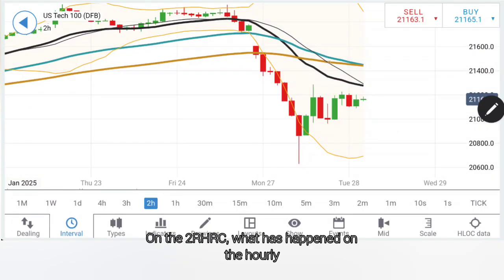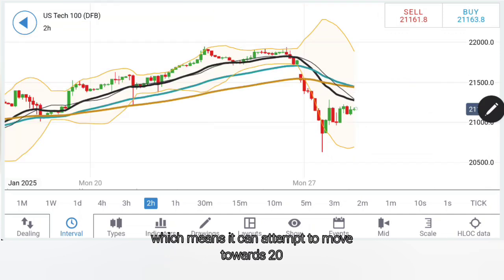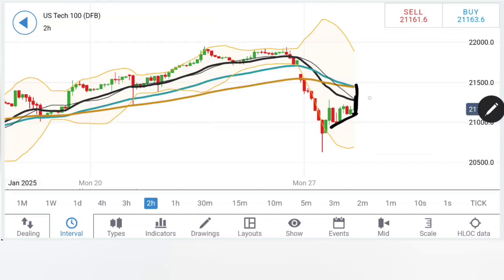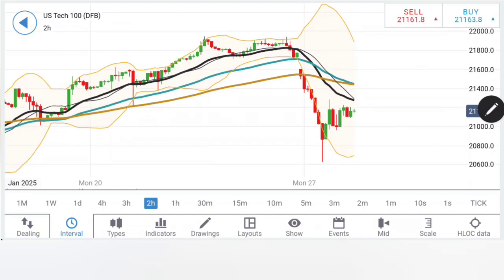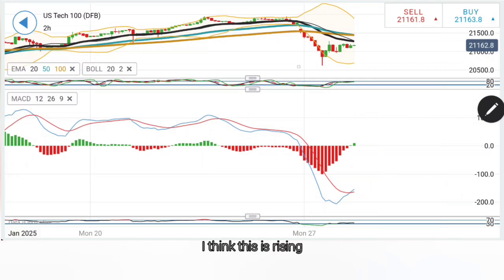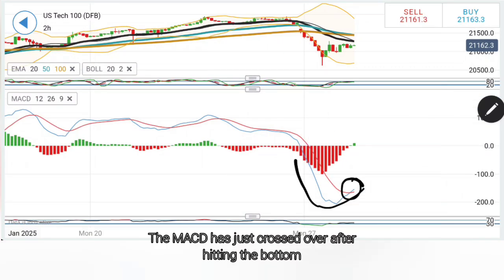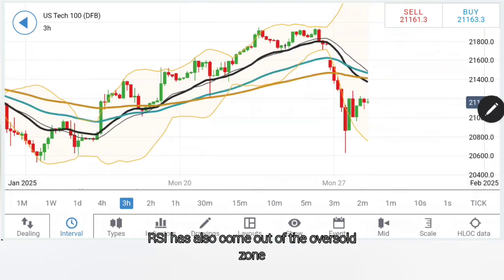On the 2 hour chart, see what has happened on the hourly chart can get replicated here on the 2, which means it can attempt to move towards the 20 or 50 period moving average. Now the 50 period moving average is sitting at around 21,500 levels. If you look at the stochastic, this is rising. The MACD has just crossed over after hitting the bottom. It is just trading with moderate bullishness. RSI has also come out of the oversold zone.